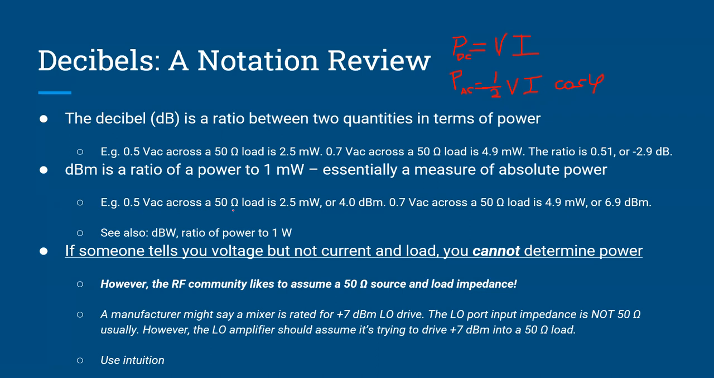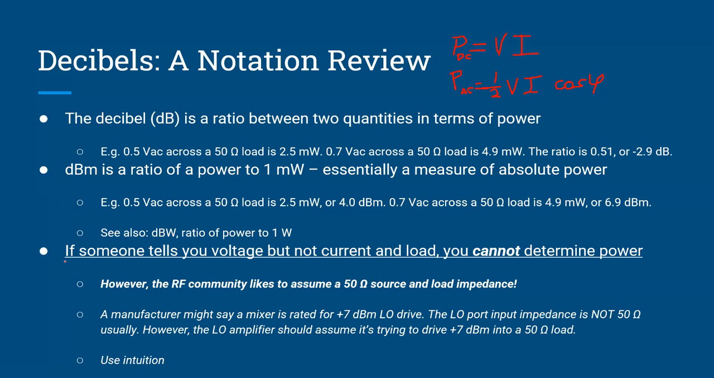So we get 2.5 milliwatts here, and then 10 log 10 of 2.5 is 4, and then you have to add 30 to get to dBm. So it becomes 4 dBm. And then similarly, if we have 0.7 volts across a 50 ohm load, it gets you 4.9 milliwatts. You do 10 log 10 of 4.9, add 30, and you get 6.9 dBm. And then of course, there's also dBW, which is the same as dBm, except you're taking a ratio with respect to 1 watt, right? So all of that's fairly straightforward, I hope.